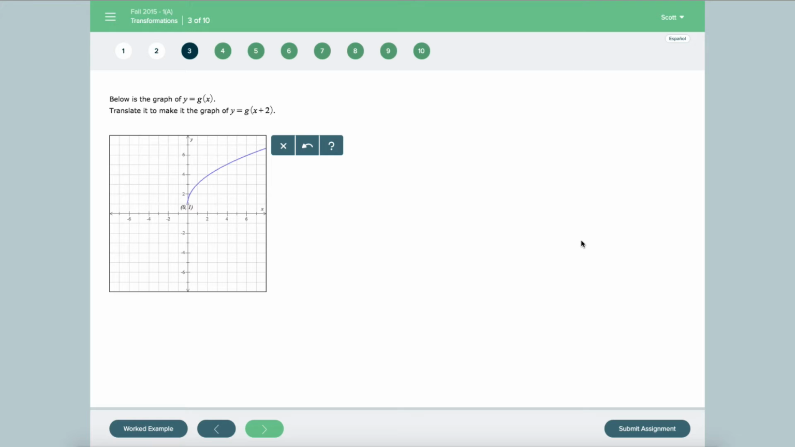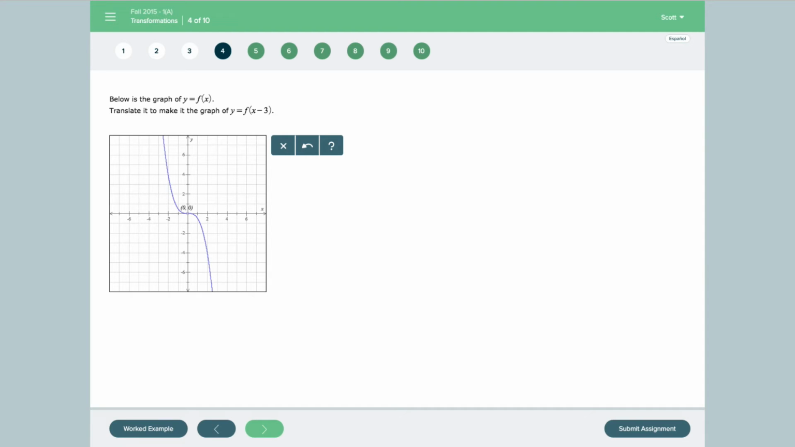Okay, number 3, translate it so that it moves x plus 2. Where is my plus? It's inside the parentheses, so I know it's plus or minus. And that tells me what side they're on. So I know I'm plus 2, so I'm going to the left. 1, 2. And that's where that one goes.